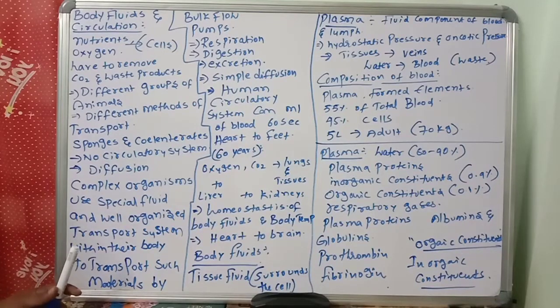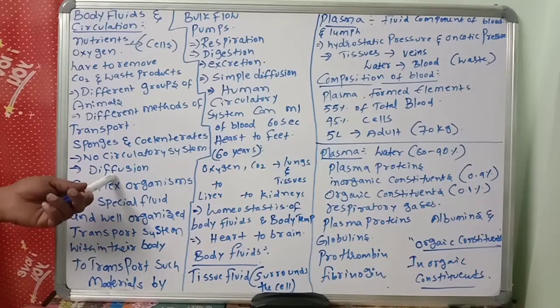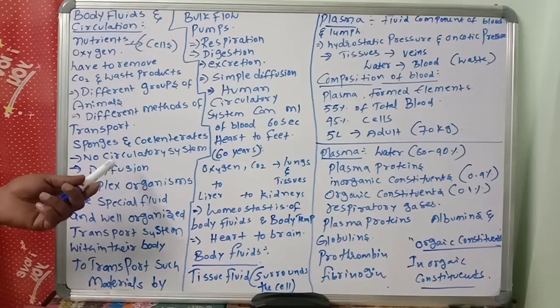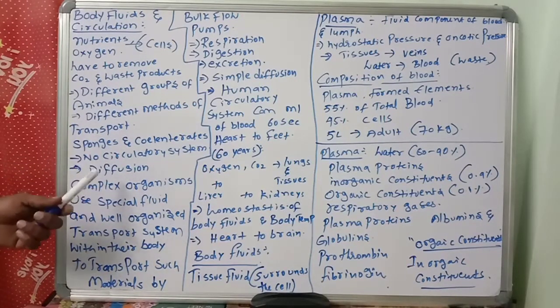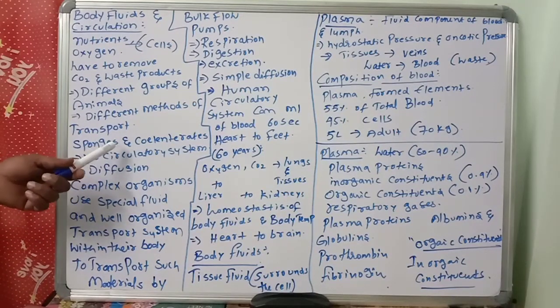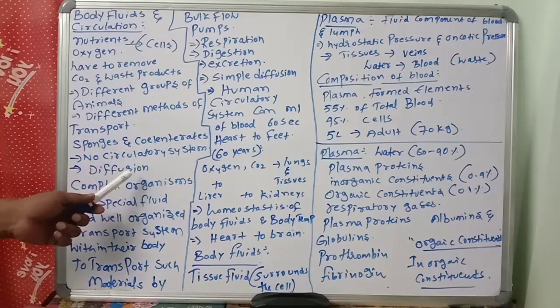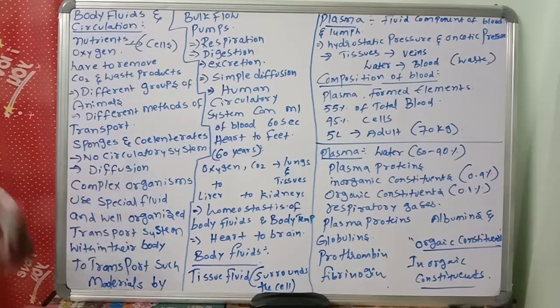They simply exchange substances only through simple diffusion. That's it, from high concentration to low concentration. So taking in and leaving out happens through the cell surface. That is the case in sponges and coelenterates. There is no proper circulatory system. Only through diffusion does the exchange of things and movement of nutrients take place in the body. So that is one of the important things.